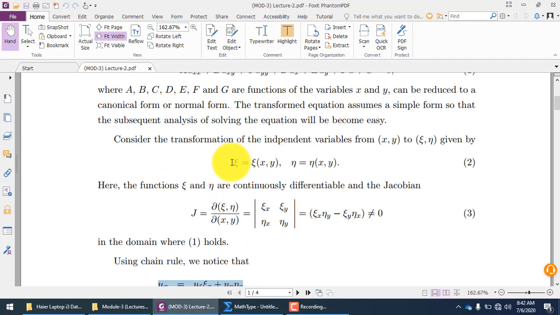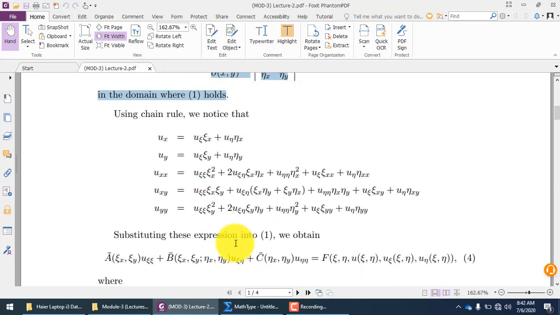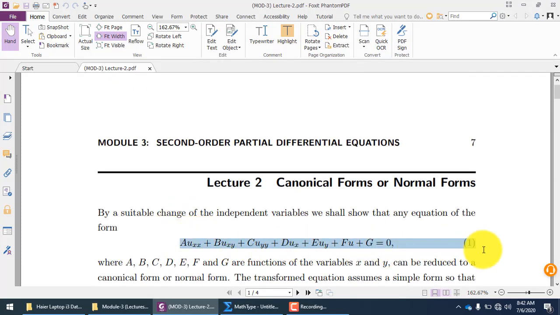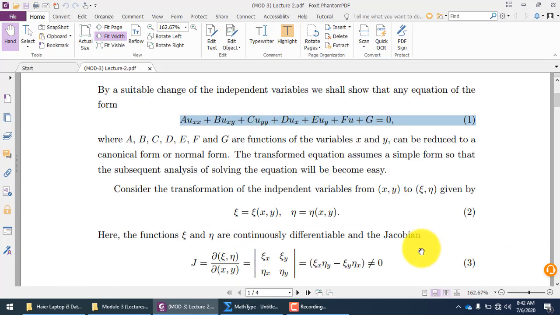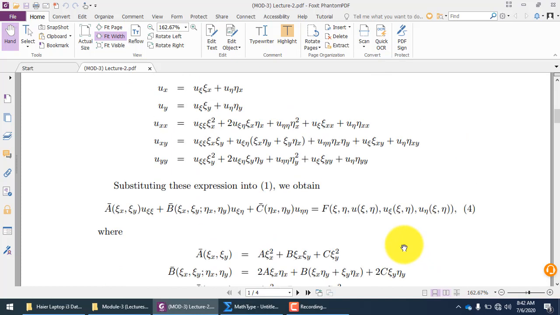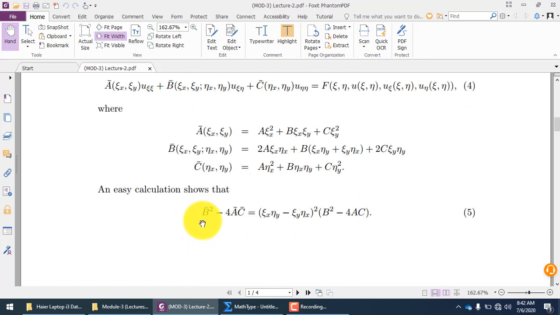So in the previous lecture, if you remember, we had derived and named a transformation which is xi and eta, and we had seen that if we apply that transformation to our second order partial differential equation, which is equation 1 in our case, and change the variables and their derivatives with respect to xi and eta, then the type of partial differential equation does not alter.